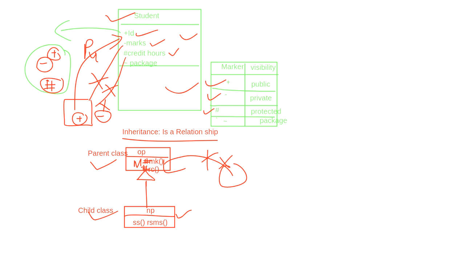Shall I erase this part? I think you have understood this. Here you just need to understand the meaning of plus, minus, and hash. Plus means public, minus means private, and hash means protected. I have explained these three.